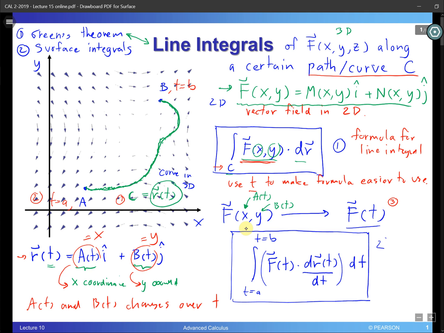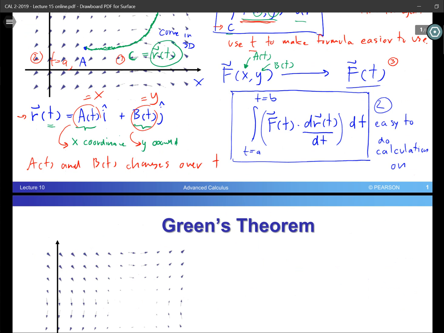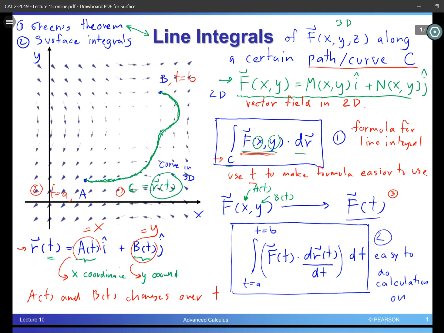So we have this version number 2, and this is easy to do calculation on. Now we have seen 1 and 2. 1 is the most basic, and 2 is something we use in examples and homework. But today I'm going to show you another form that you might run into, maybe in the book or in some other notes. So let's take a look at form number 3.